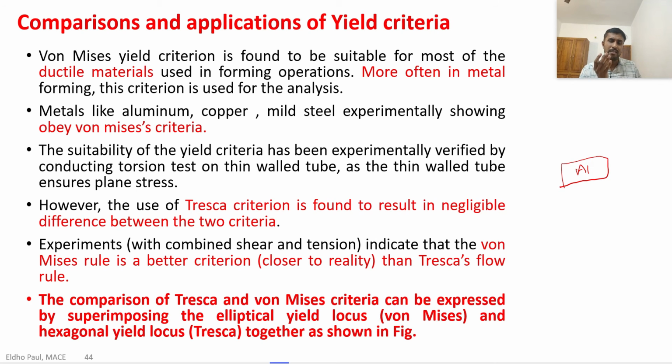So it is not wrong to use the Tresca criteria for ductile material. The result difference between the Von Mises criteria and the Tresca criteria for ductile material is very small. So we can use either Tresca or Von Mises for ductile material, but in different applications Von Mises is commonly used. The comparison of Tresca and Von Mises criteria can be expressed by superimposing the elliptical yield locus of Von Mises and the hexagonal yield locus of Tresca together, as shown in the figure.